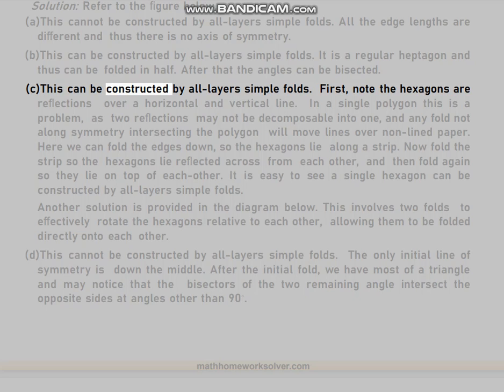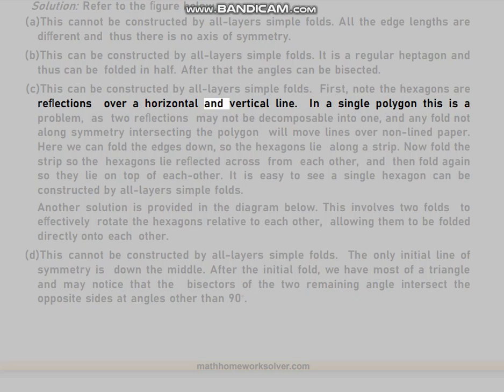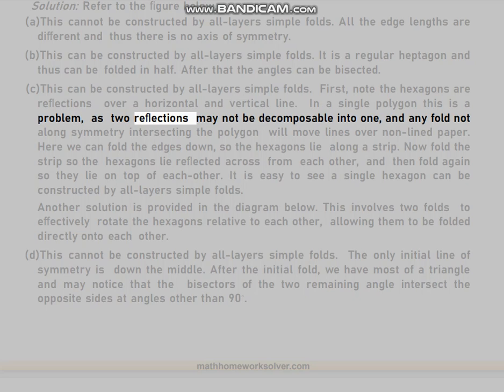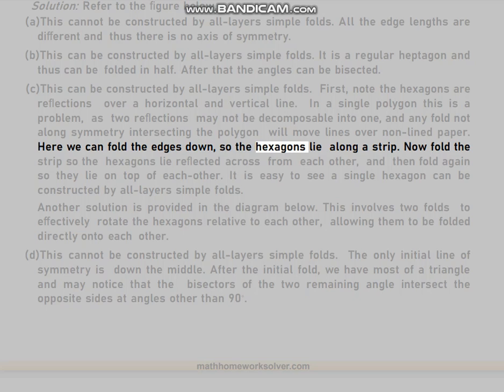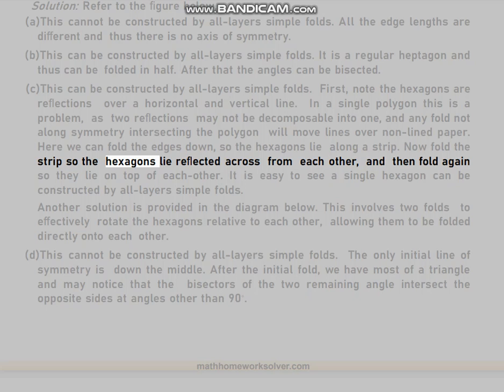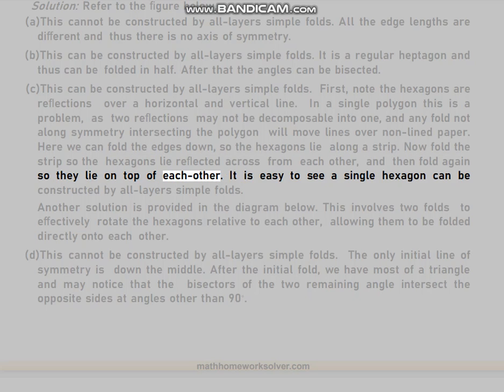C. This can be constructed by all layers simple folds. First, note the hexagons are reflections over a horizontal and vertical line. In a single polygon this is a problem, as two reflections may not be decomposable into one, and any fold not along symmetry intersecting the polygon will move lines over non-lined paper. Here we can fold the edges down, so the hexagons lie along a strip. Now fold the strip so the hexagons lie reflected across from each other, and then fold again so they lie on top of each other.